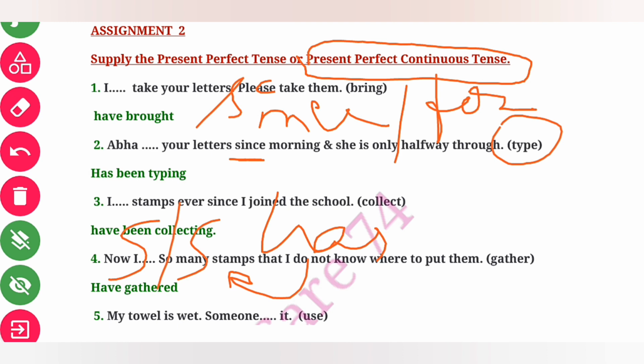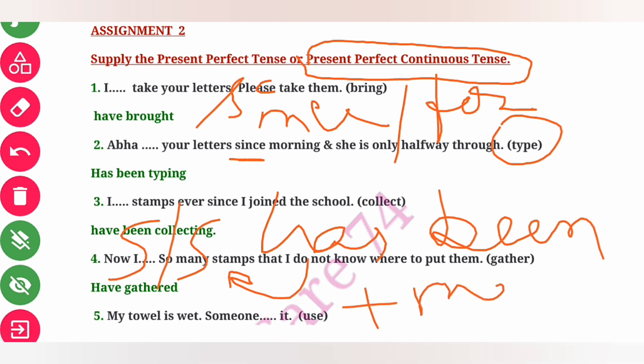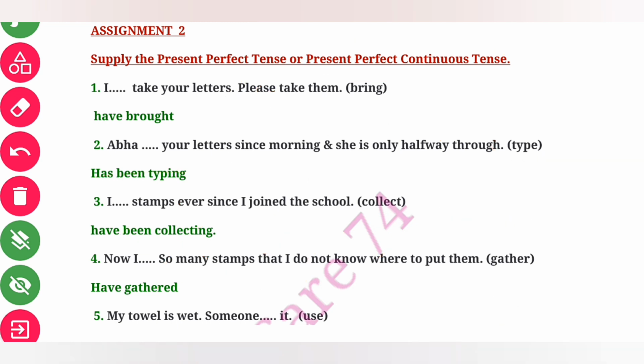I also told you that been is added in a continuous tense, so in perfect continuous it is been plus ing, and type becomes typing. So: Abha has been typing your letters since morning. Since morning she has been doing that work, and yet she is only half done, still she is doing it. The action has been going on and is still incomplete. That is the present perfect continuous tense.